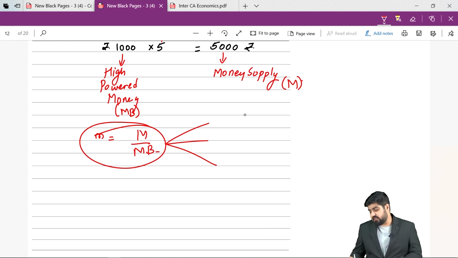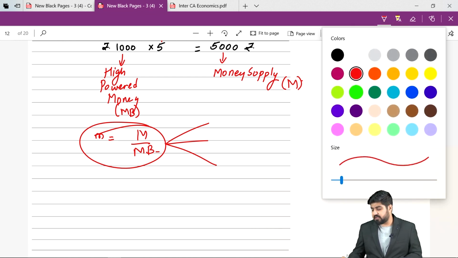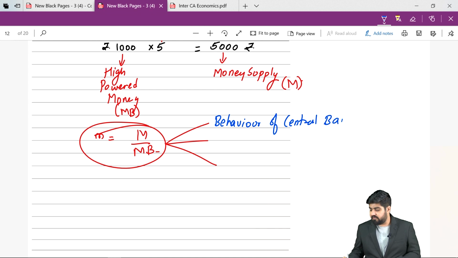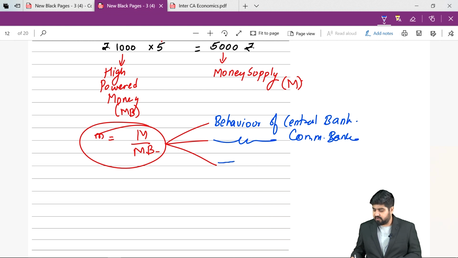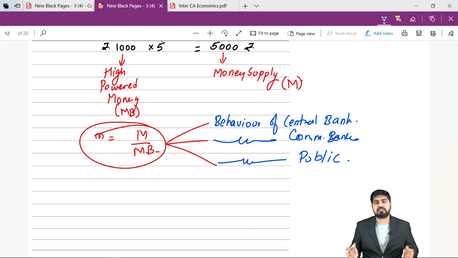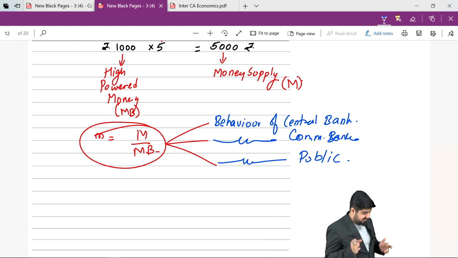Now, because of this money multiplier, the money gets supplied more or supplied less. But that depends on the behavior of three parties. Who are the three parties? Come on, keep revising. First one is behavior of central bank, also called the stock of high powered money. Second one would be behavior of commercial bank, and third and last one will be behavior of public. Come on, what are the three behaviors which will influence the level of money supply? Behavior of central bank, behavior of commercial bank, and behavior of public.